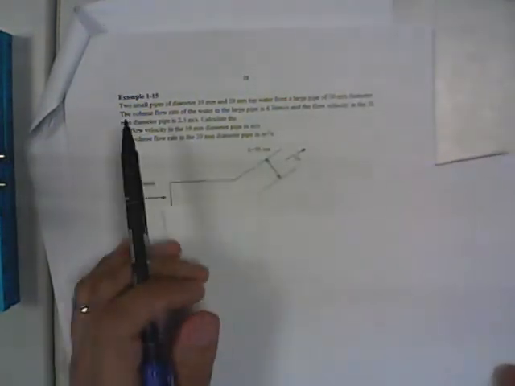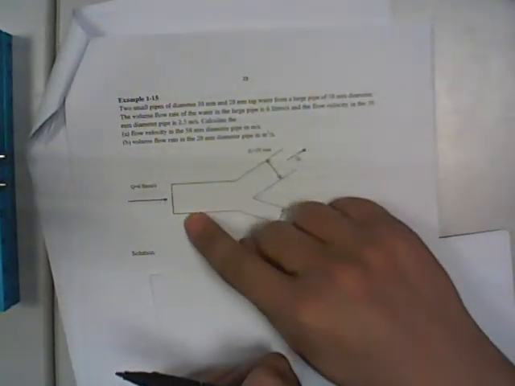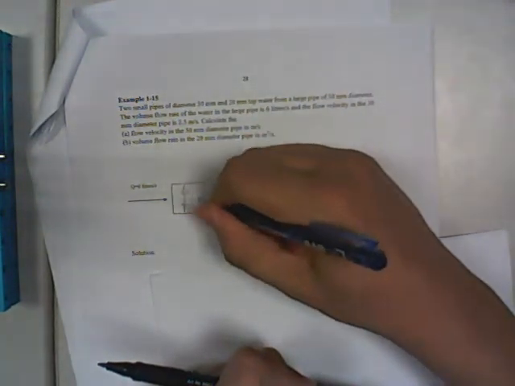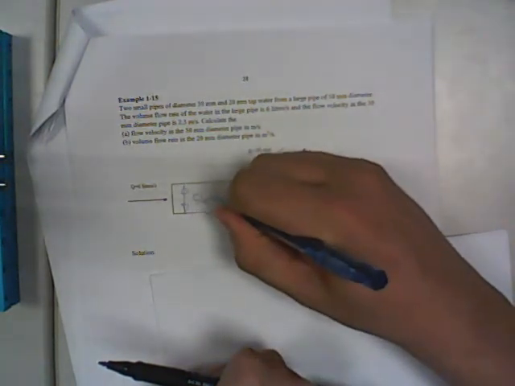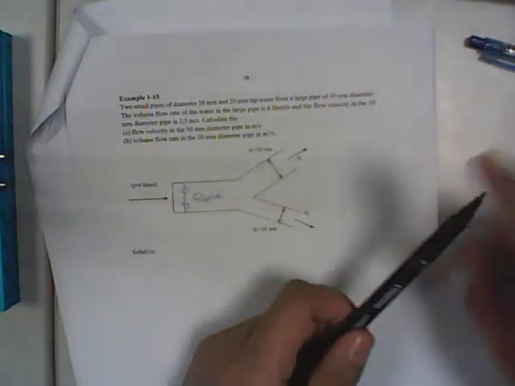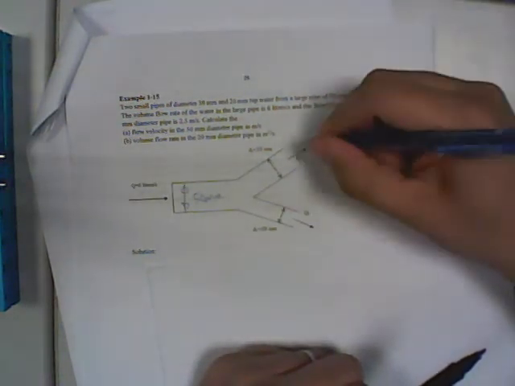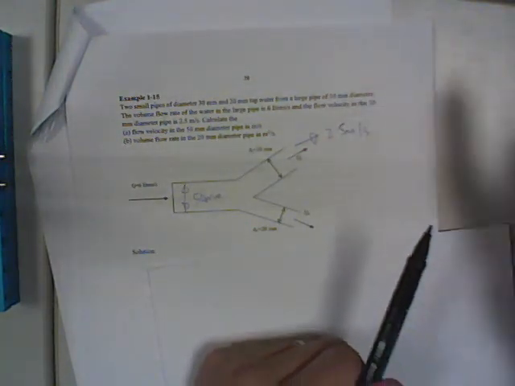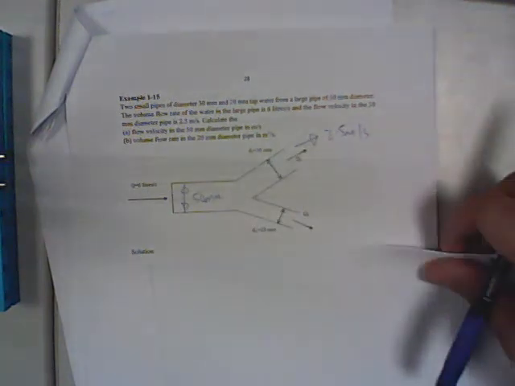Okay, so the last example. This is about splitting into 2 pipes. So we have 2 diameters, 30 and 20 mm, and the large inlet is 50 mm, which is not written here, but you can write it here. So the volume flow rate of this large pipe is 6 liters per second, and the flow velocity here is 2.5 meters per second. So first calculate the velocity here.